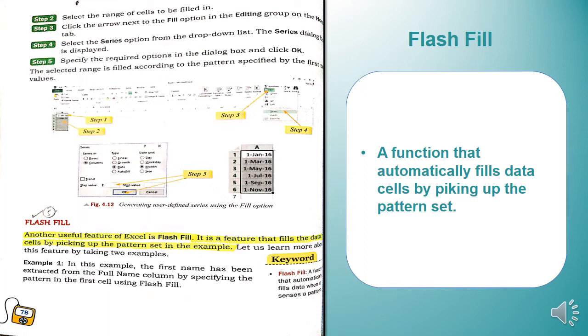Here you have to write which kind of series you want and from where to where you want this series. And after writing this specification, you have to click on OK. The selected range is filled according to the pattern specified by the first two values. So according to the first two values, meaning the consecutive cells you define first, your next series will be created according to the same pattern.